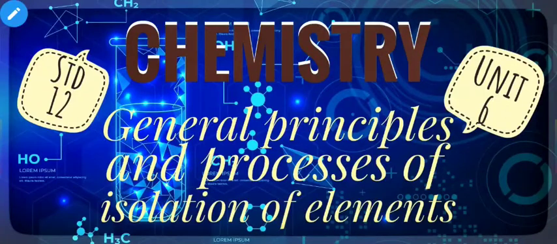Hello students, welcome. Today we are going to discuss some important questions related to general principles and processes of isolation of elements. Basically this unit is about obtaining different types of compounds from the earth's crust, and with purification and different types of processes we are trying to obtain the most purified form of different types of metals. So mainly we are going to discuss removal of impurities and converting compound form into metallic or elemental form.